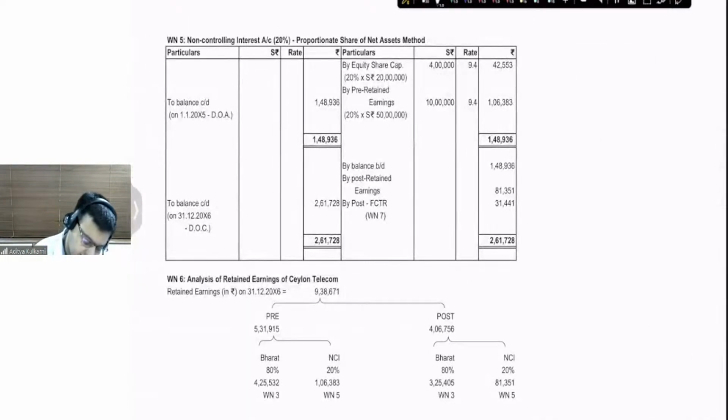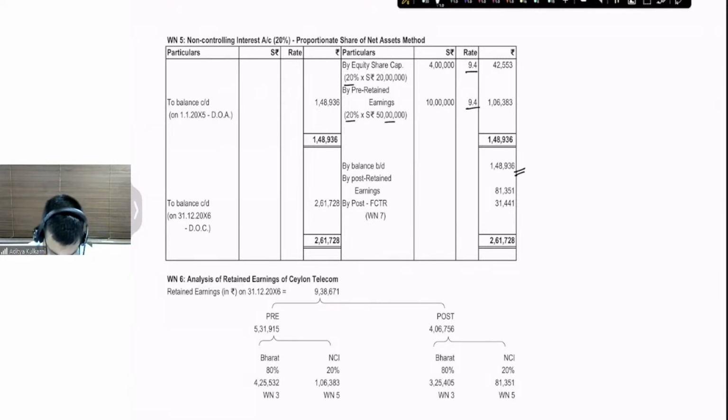Coming next, NCI, bacha hua 20% of 20 lakhs, 20% of 50 lakhs. So we will translate using the closing rates, using the rate on the date of acquisition 9.4, to balance carried down 148,936. And balance brought down 148,936. Right now we'll keep it here. Then we will see what to do about the remaining.